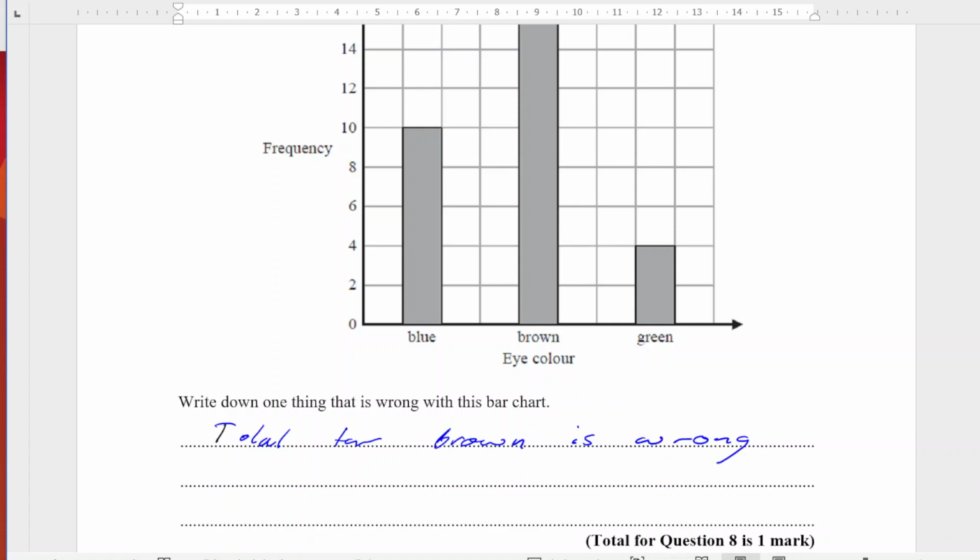Having a quick scan through the mark scheme for anything other than that. Acceptable examples are bar for brown is too high, 16 should be 15, brown needs to be 1 less, brown is wrong, the graph does not match the table. Non-acceptable examples are that there's no title, and that the gaps between the bars are wrong. So really, that's the only one. The total for brown is wrong.